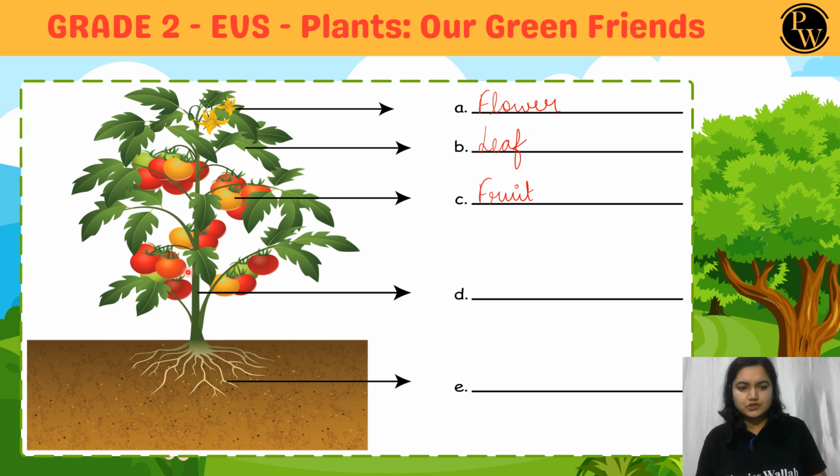What about this tall, wooden stick-like structure, which is helping this plant to stand straight? Yes, this is the stem of the plant. What about the structure which is present under the soil and scattered in all directions? Roots. Great work. So we finally found out exactly the parts of the plant which are marked here.